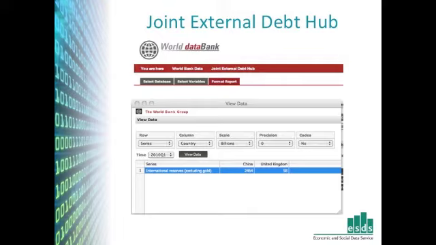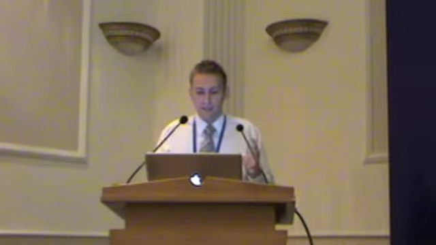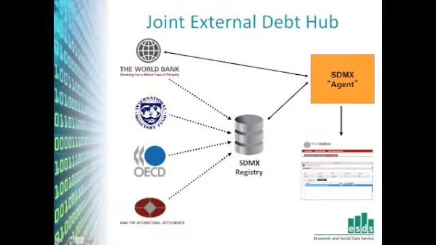This data is provided by the IMF, but you can see it's being shown in the Joint External Debt Hub at the World Bank. Prior to SDMX, each of the developers would send in their data, and it was manually collated, and this took 3 months for each release of the data. The Debt Hub's now been updated to use SDMX, and the processing of data is entirely automated.